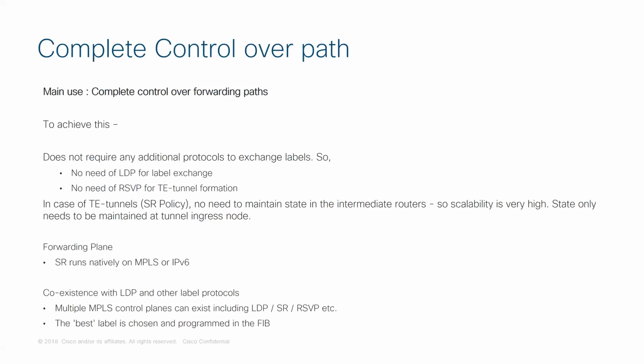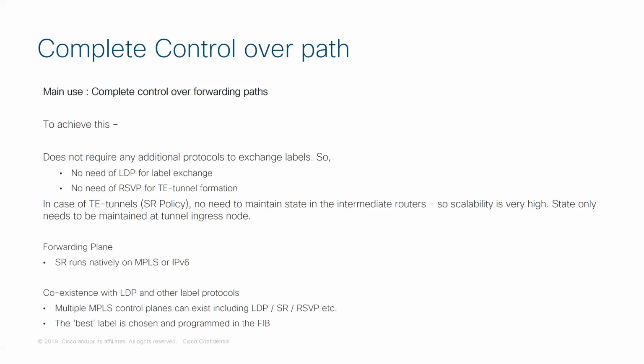By default LDP is preferred, but you can configure SR to be preferred. The reason they made LDP preferred is to allow for smooth migration. So you already have LDP running on your network. You introduce the SR config. LDP will still keep running. Whenever you're ready to make the switch, switch it.